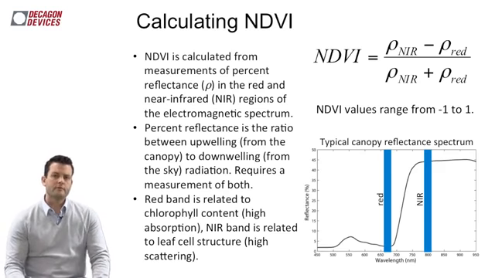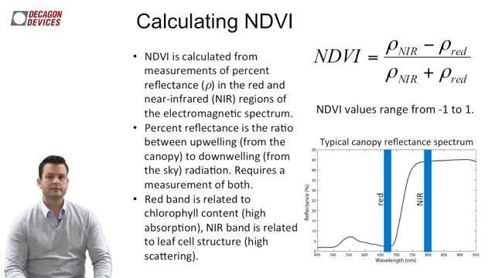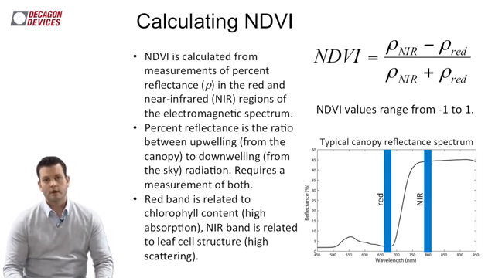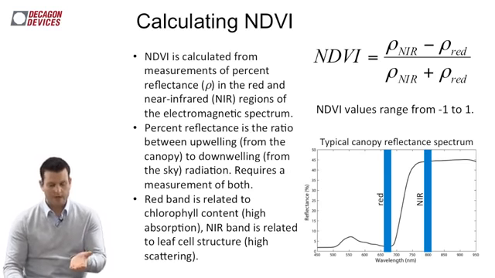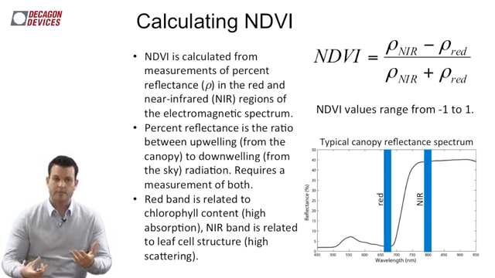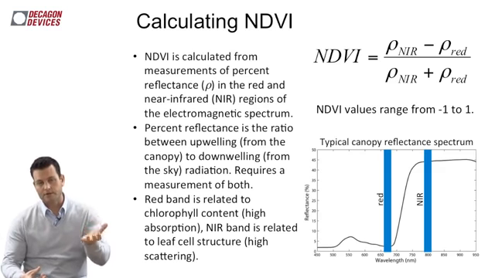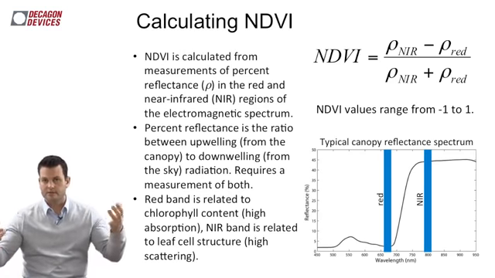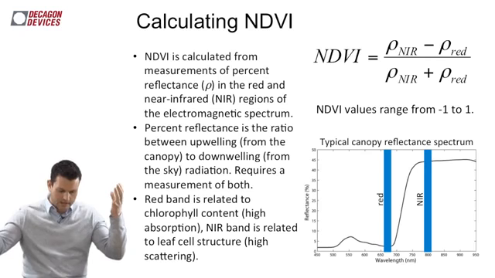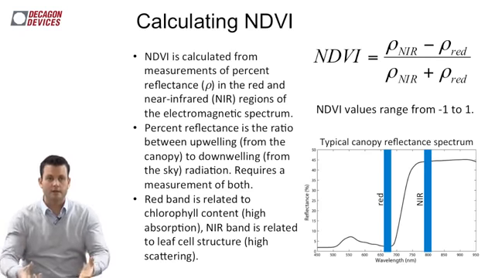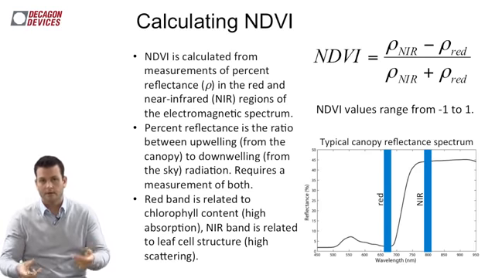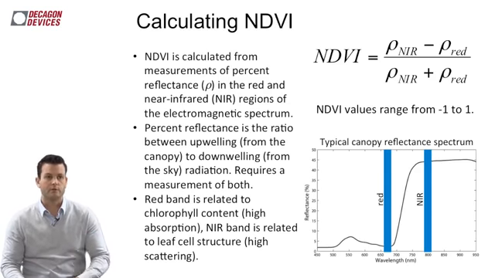So for those of you that are unfamiliar with spectral measurements, I've been talking about percent reflectance. Percent reflectance is a ratio of upwelling radiation, or that radiation that's actually being reflected from the canopy, versus the amount of energy that's actually incident or striking the canopy. So in this case, the sun's our source. It's sending out photons, they're interacting with the canopy and they're being reflected. So we're calculating the percent of that energy that's actually being reflected.